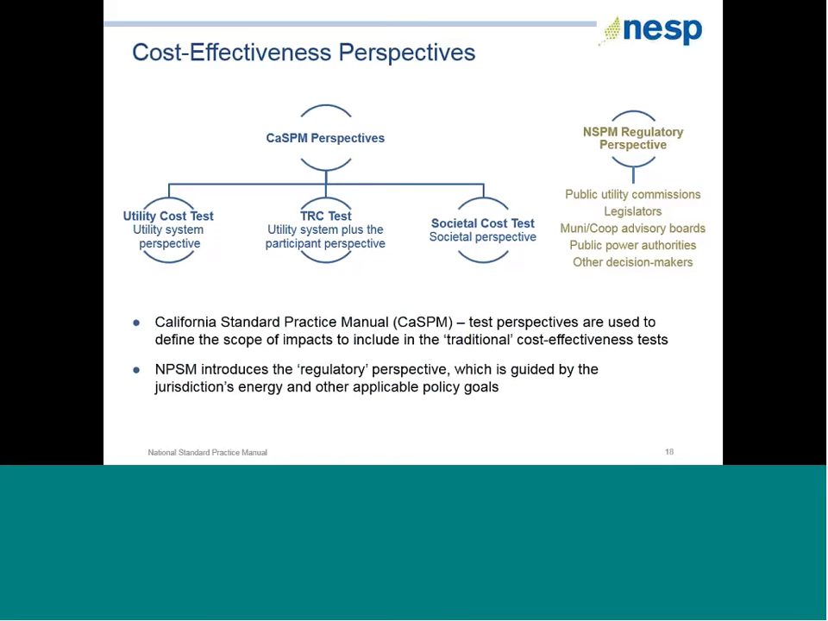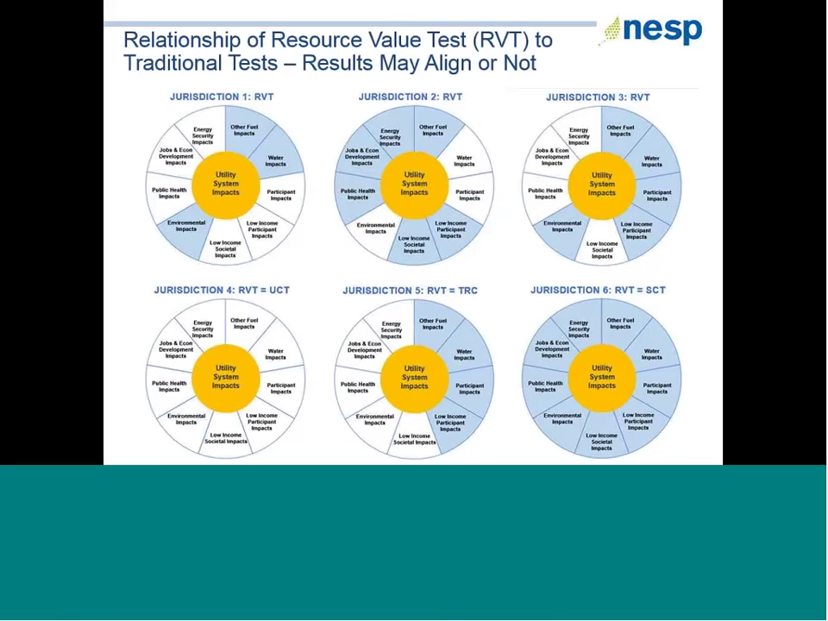So the last 2 slides, or literally the last 1 slide, I'll just bring this all together to show how this can play out. On this slide, we have 6 circle charts, and this is just to illustrate how the primary test, and we use the term resource value test, might play out. Each of these circles represents a different jurisdiction that came up with a different test.